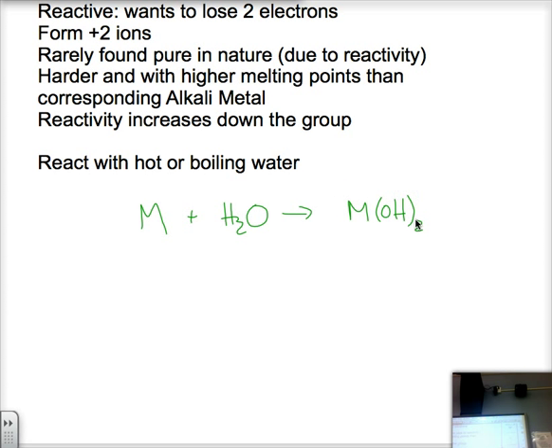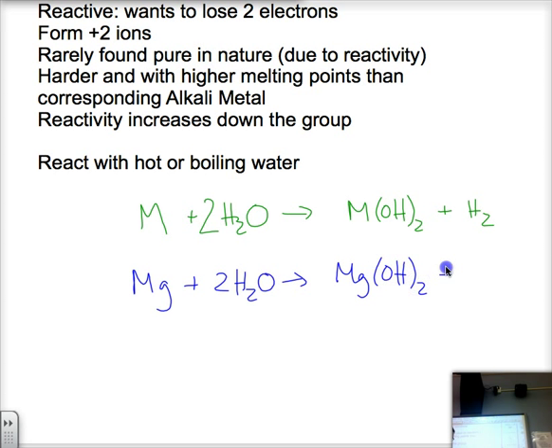But this time, because the magnesium will go to a +2 ion, it requires 2 of the hydroxide ions. Hydroxide ion has an OH minus, 1 negative charge, so you need 2 of them to neutralize it. So if you had magnesium, it would react with 2 waters to give you magnesium hydroxide and a hydrogen.